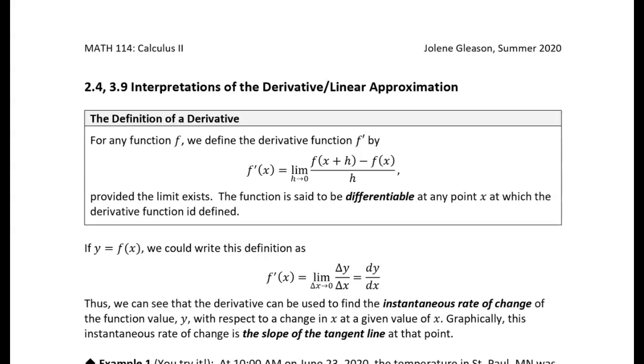Calculus is all about studying change. So we might be interested in how the height of a projectile is changing over time. We might be interested in how the volume of a balloon changes as the radius changes, or vice versa. We might be interested in how the radius of a balloon changes as you increase the volume.